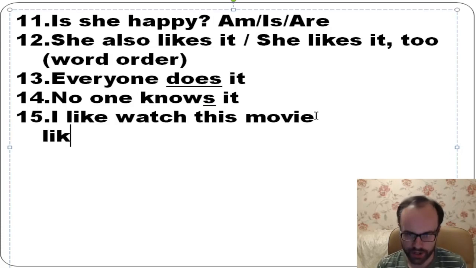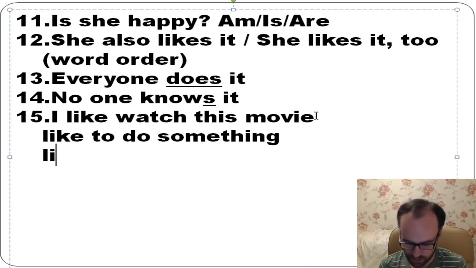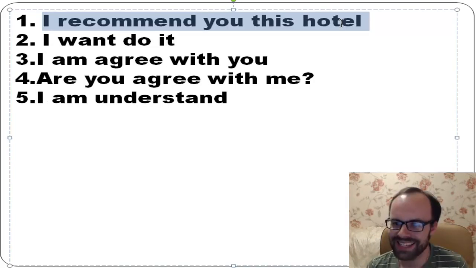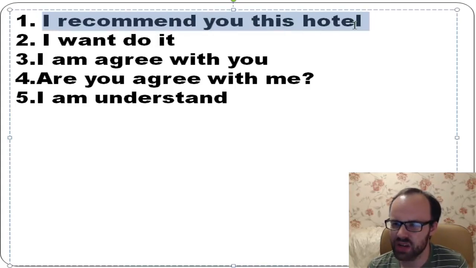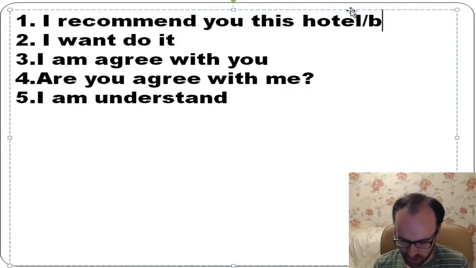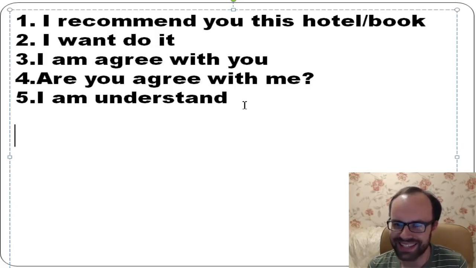If you say "like" to do something, it isn't right, but you need to understand why it isn't correct. You need to find this mistake. I know that many students say, I recommend you this hotel, or I recommend you this book. But it isn't correct. So, what's the reason? Who knows? If you don't know, don't worry. We'll talk about it and you will understand it.